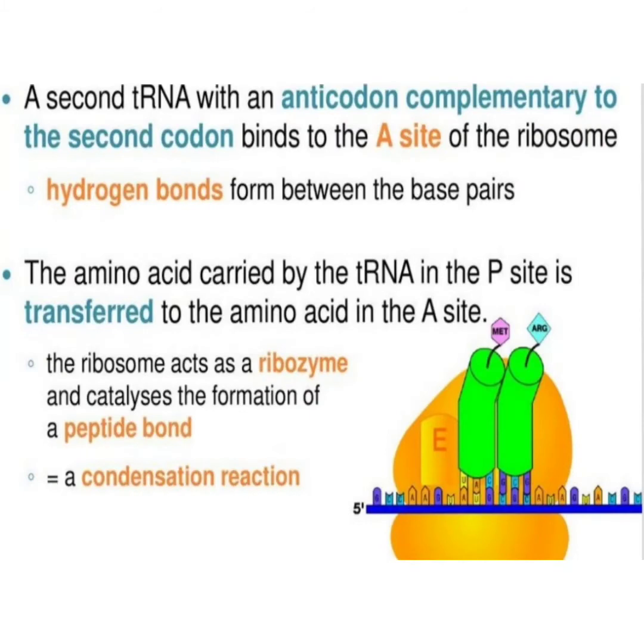A second transfer RNA with an anticodon complementary to the second codon binds to the A site of the ribosome, and the hydrogen bonds form between the base pairs, and the amino acid carried by the transfer RNA in the P site is transferred to the amino acid in the A site. And the ribosome acts as a ribozyme and catalyzes the formation of a peptide bond. The formation of a peptide bond is a condensation reaction.